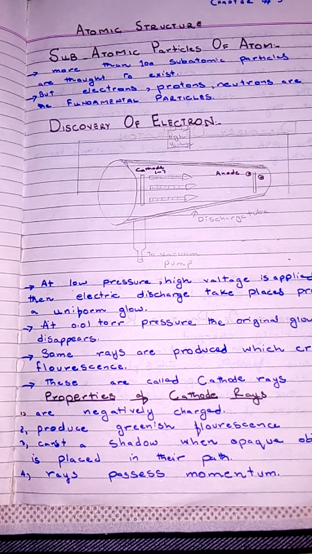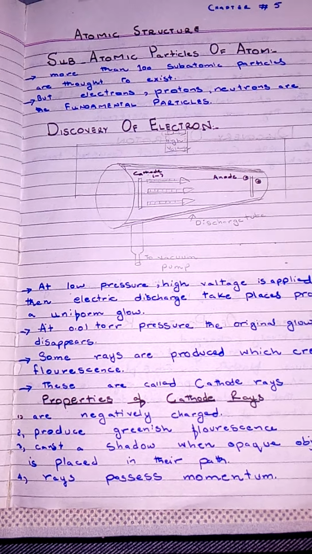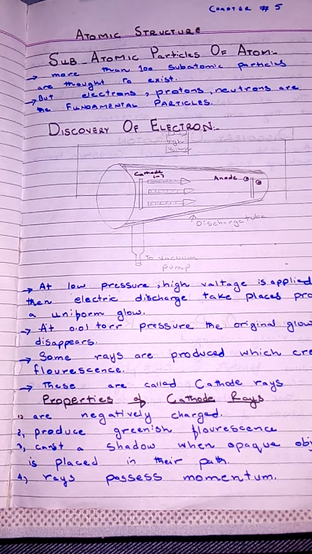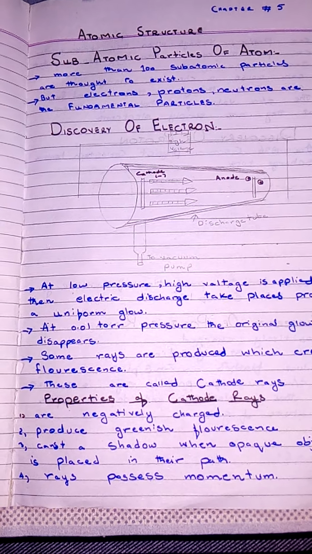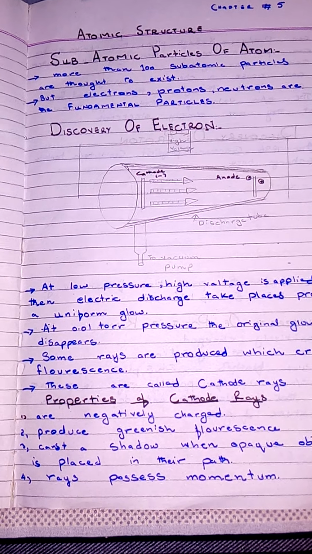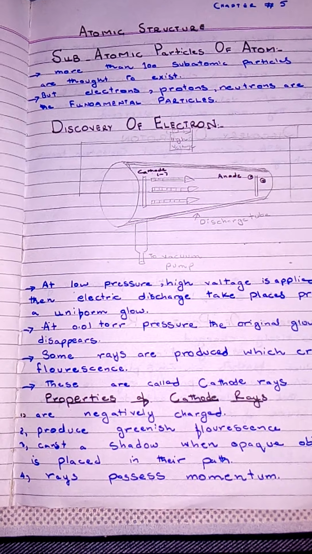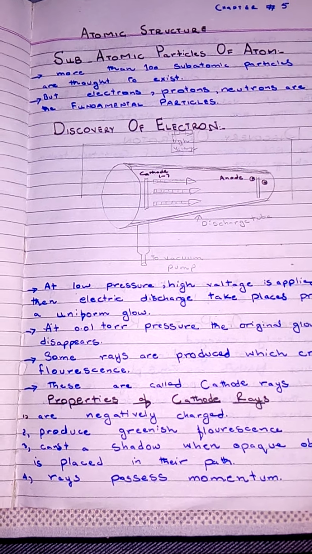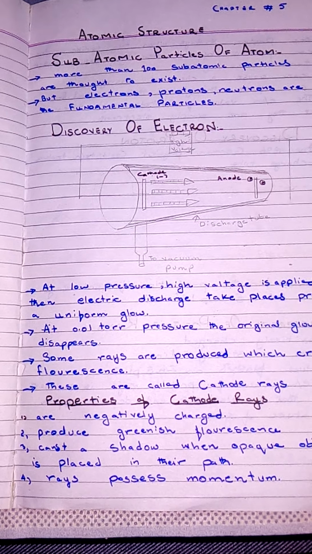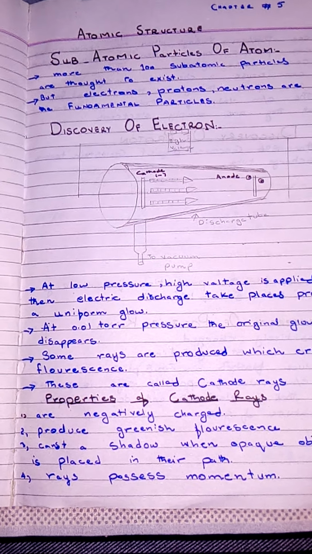Number one, at normal pressure, gases do not conduct electricity even if the voltage is as high as 5000 volts. However, when the pressure inside the gas discharge tube is reduced and a high voltage of 5000 to 10,000 volts is applied, gases begin to conduct electricity and a uniform glow appears inside the tube.